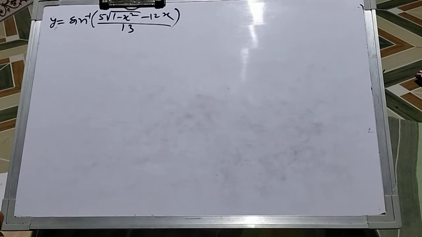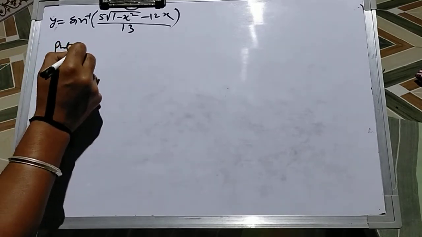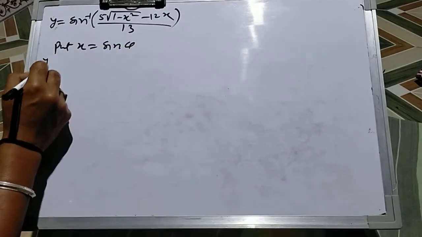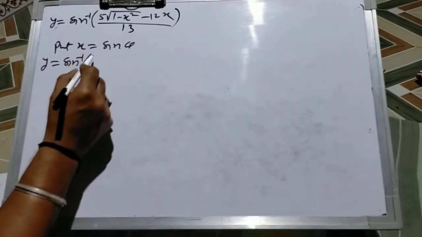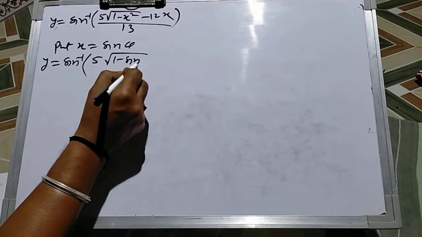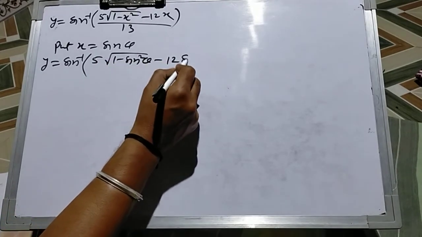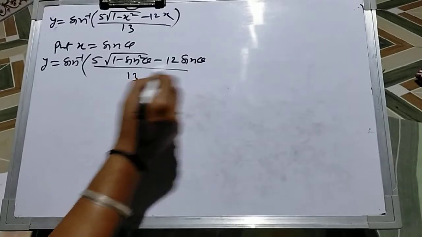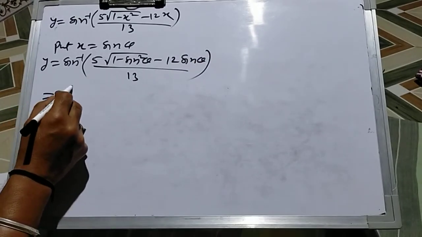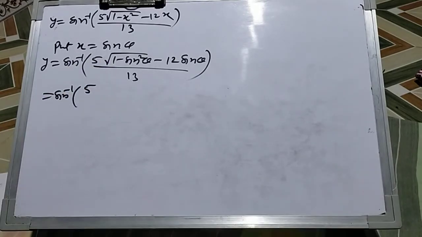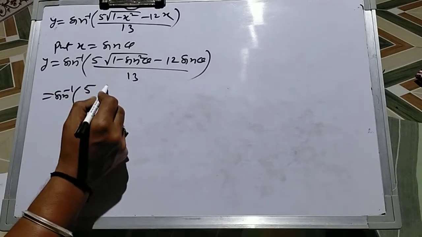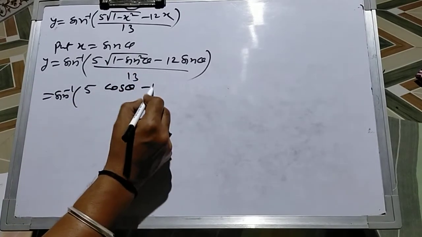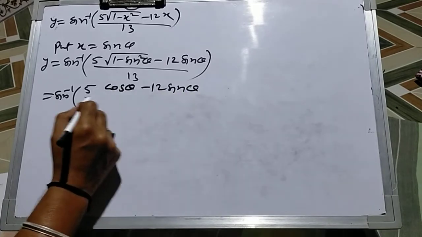Whenever there is the term root 1 minus x square, we use substitution. We put x equals sine theta. So this term can be written as y equals sine inverse of 5 root 1 minus sine square theta minus 12 sine theta divided by 13. Here 1 minus sine square theta means cos square theta, and root cos square theta means cos theta. So this term is cos theta minus 12 sine theta.